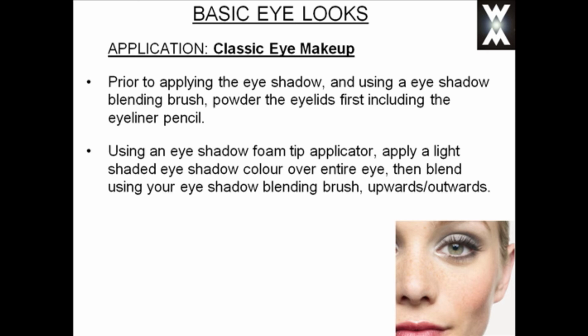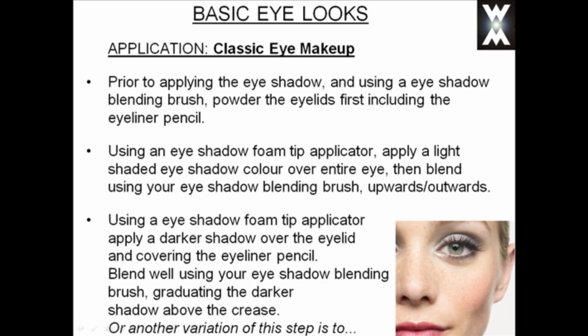The next step is, using an eyeshadow foam tip applicator, apply a light shaded eyeshadow colour over the entire eye, then blend this using your eyeshadow blending brush upwards and outwards. Using an eyeshadow foam tip applicator again, apply a darker eyeshadow over the eyelid and covering of course the eye pencil. Blend well using your eyeshadow blending brush and graduating the darker shadow above the crease.